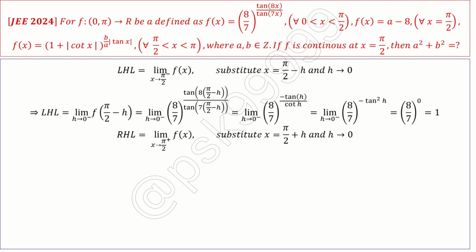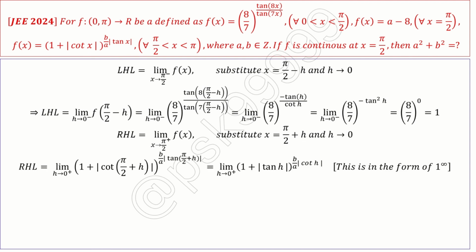Let's check the RHL. RHL is limit x tends to pi by 2 plus, so I should take this value: 1 plus absolute cot x to the power of b by a absolute tan x. Then substitute x equal to pi by 2 plus h and h tends to 0. So RHL is limit h tends to 0 plus of 1 plus absolute cot of pi by 2 plus h to the power of b by a absolute tan of pi by 2 plus h. If I simplify, this is what I get in the function: 1 plus absolute tan h to the power of b by a absolute cot h. Now if I substitute 0, this is 1, and the power is b by a times infinity, so this is in the form of 1 to the power of infinity.